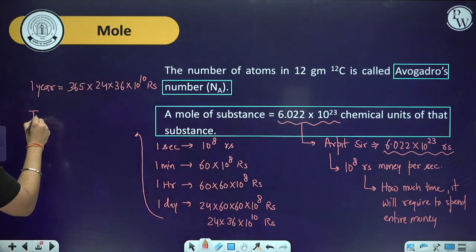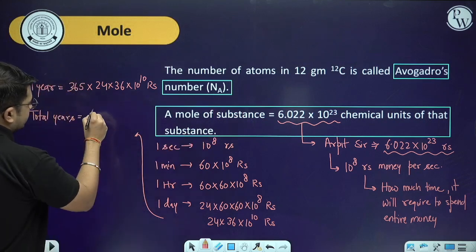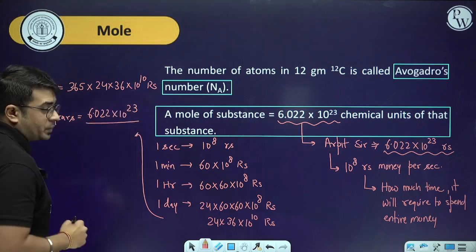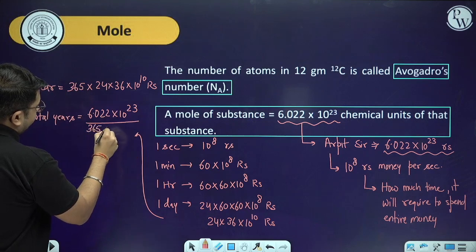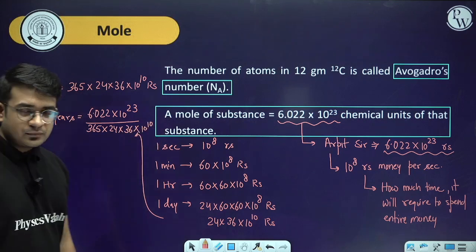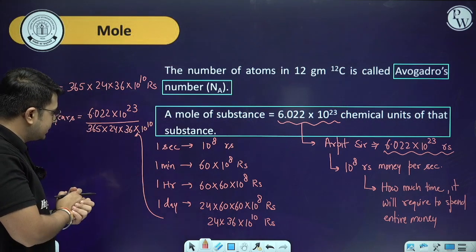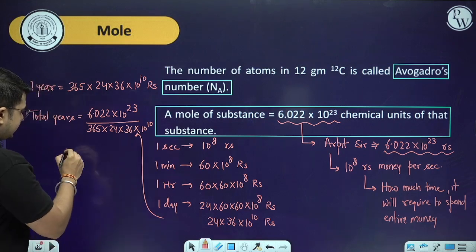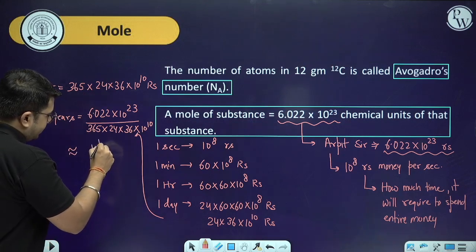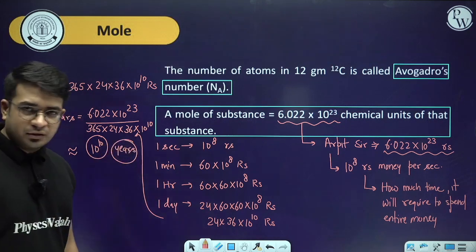Total years are very easy to calculate. Total amount, which is 6.022 multiplied by 10 raised to the power 23, divided by the amount spent in 1 year, which is 365 multiplied by 24 multiplied by 36 multiplied by 10 raised to the power 10. Let's try to decode this entire part. Approximately, by taking all the assumptions, that amount will be 10 raised to the power 10 approximately years. I'm not sure about the actual calculation because it's a tedious one.